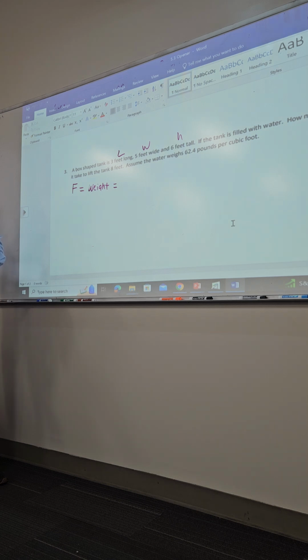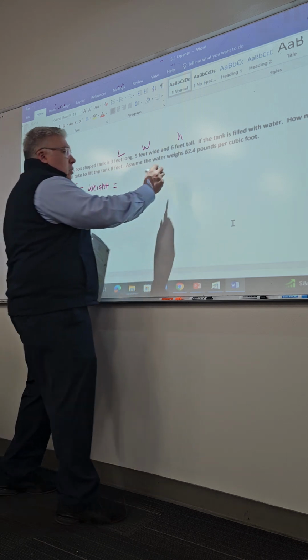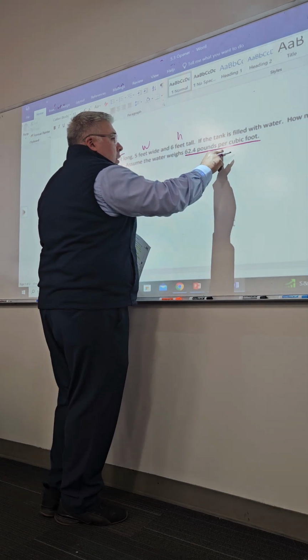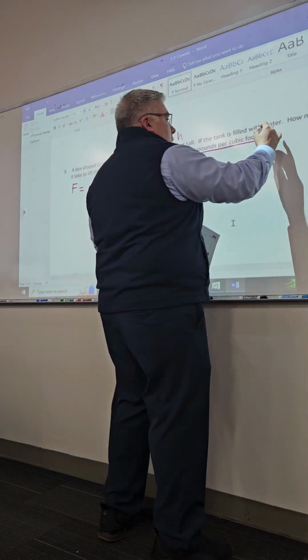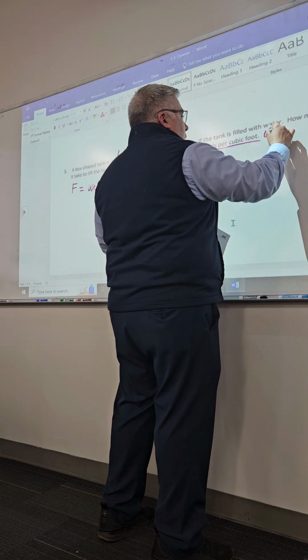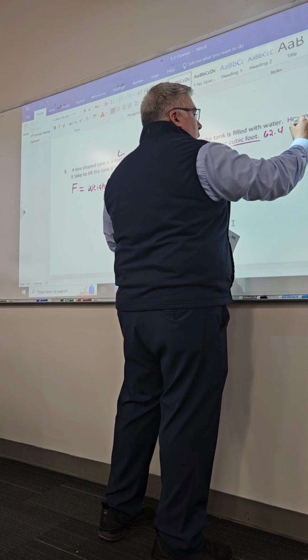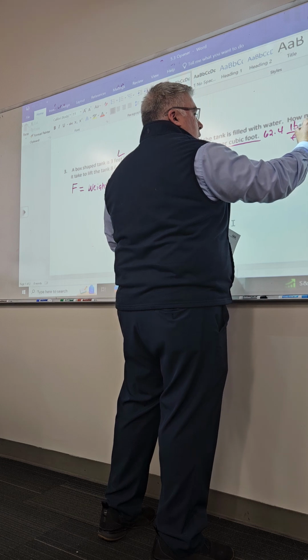And it says if the tank is filled with water, how much work will it take to lift the tank 8 feet? So you fill up with water, right? And I want to lift that tank 8 feet high, right? How much work will it take? And it says assume the water, watch this, assume the water weighs 62.4 pounds per cubic what? Foot. See that? So let me write that out, 62.4 pounds per cubic foot.